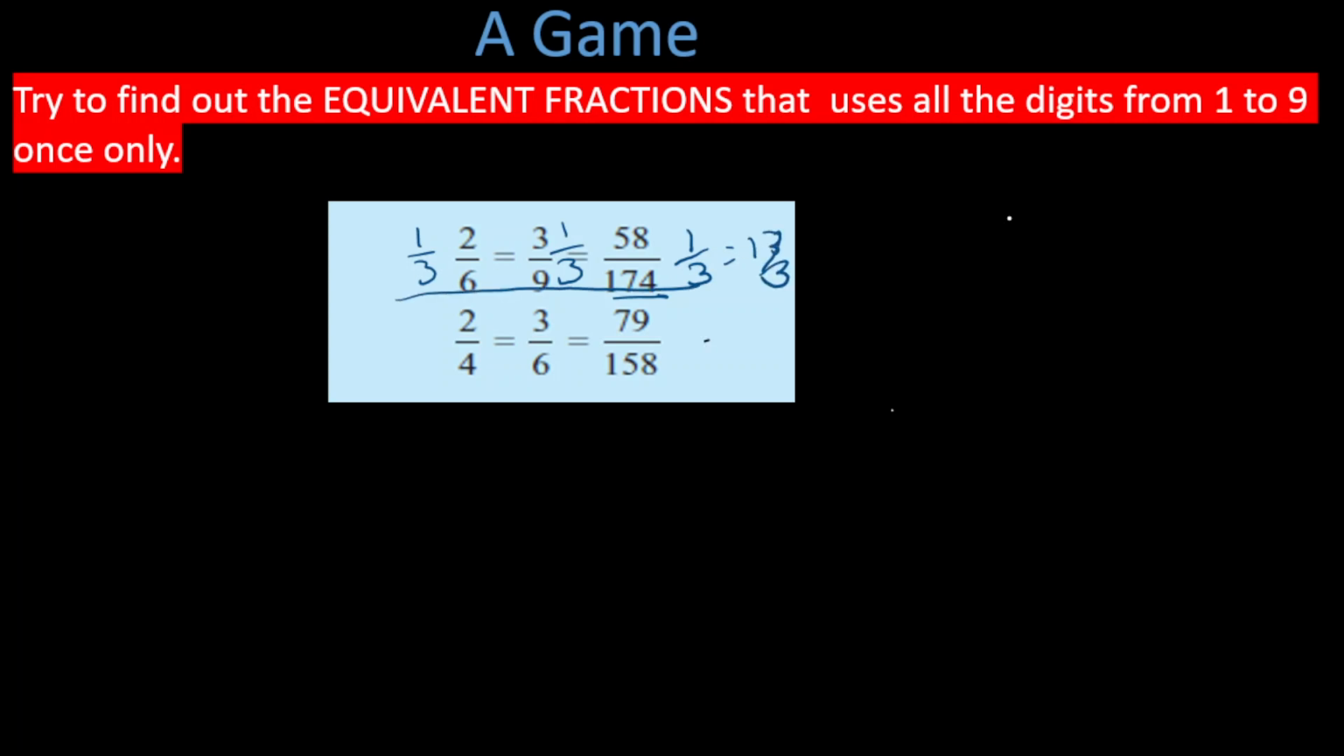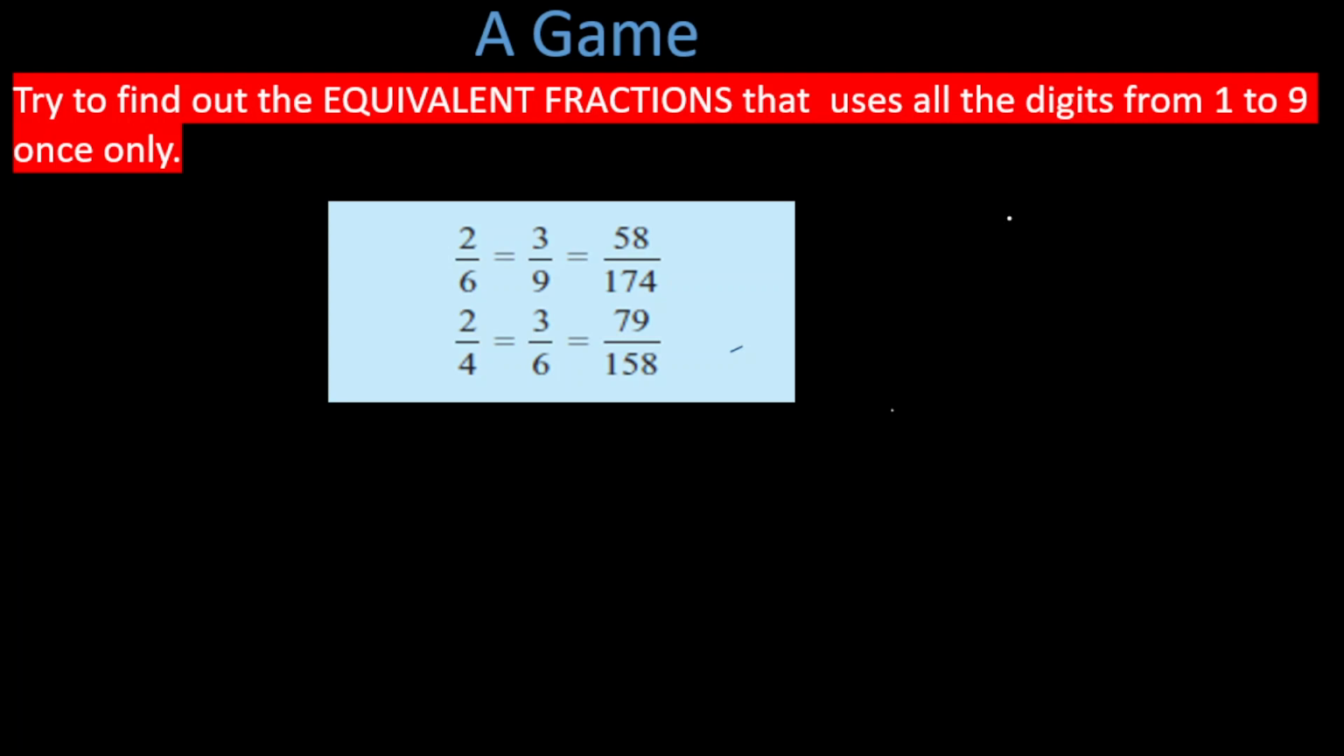So these are the equivalent fractions, and here also the simplest form of 2 by 4 is 1 by 2. Accordingly, 3 by 6 is also 1 by 2. You know that 79 into 2 is nothing but 158. So this is also 1 by 2. So here also the simplest forms of all the fractions are the same. So these are the equivalent fractions containing numbers from 1 to 9.